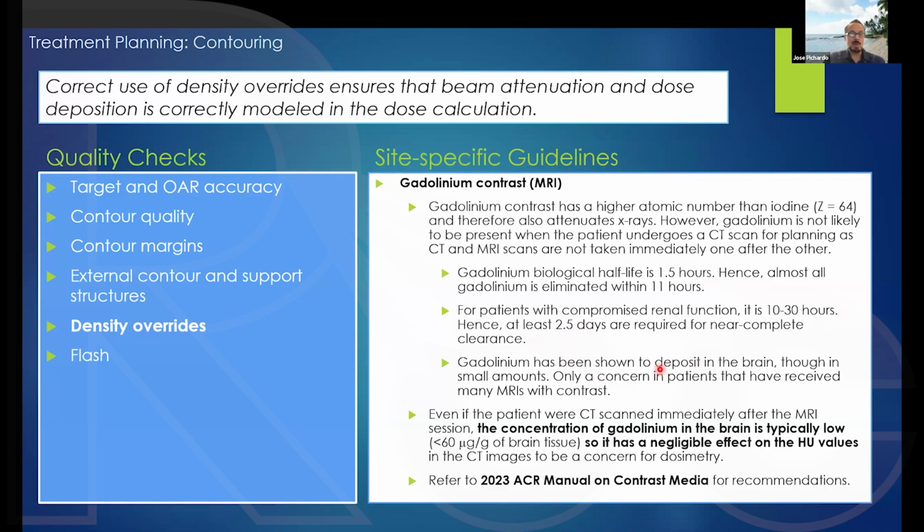Now, in general, even if the patient had just been given a gadolinium injection and you're going to CT the patient, the concentration of gadolinium in the brain is pretty low. So it's quite likely that it will not have an effect on the A2 values in your CT. But just to be safe, you can always use these guidelines.